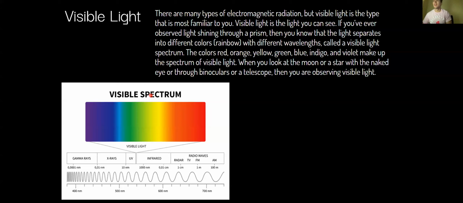So this slide, honestly, if you wrote stuff about the last slide, you just have to know what visible light is. A visible spectrum is inside the electromagnetic spectrum. It's the only light that we can see. That's all. Visible light is the only light we can see.